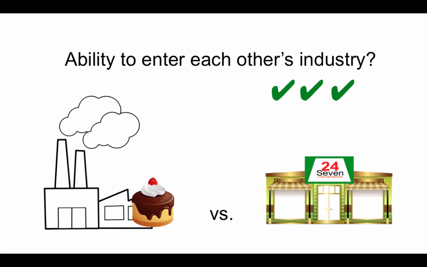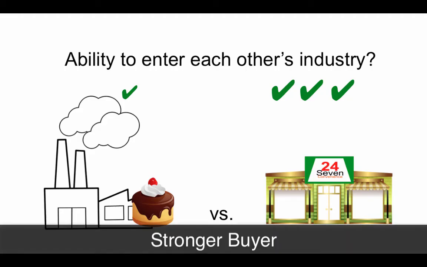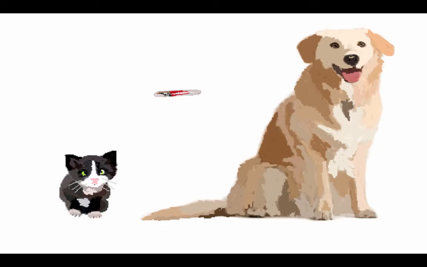And finally, could they enter each other's industries? Potentially, the bakery could open up its own stores and sell directly to consumers. And I suppose potentially the grocery store could also bake its own cupcakes. Unlikely that it would want to do that. In a sense, it probably gives a little bit of power. I'll give a small check mark to the bakery. Overall, though, it's clear that most of the bargaining power that takes place in this negotiation would be held by the grocery stores. Let's look at a few more examples.